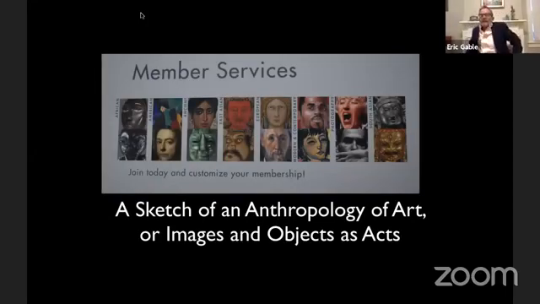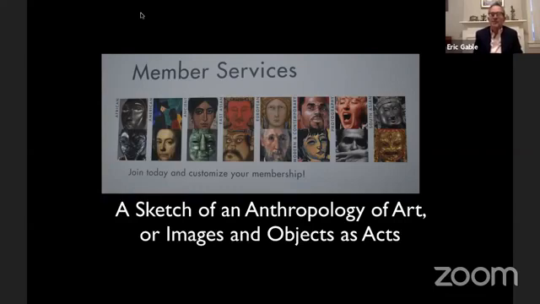And this image that you're seeing right now is the kind of entree image to the Virginia Museum of Fine Arts. I'm using it as an introduction to what is basically a sketch about what an anthropology of art would look like. If you look at that picture, one thing should strike you right away, which is that we have a number of faces in a number of styles from all over the world.